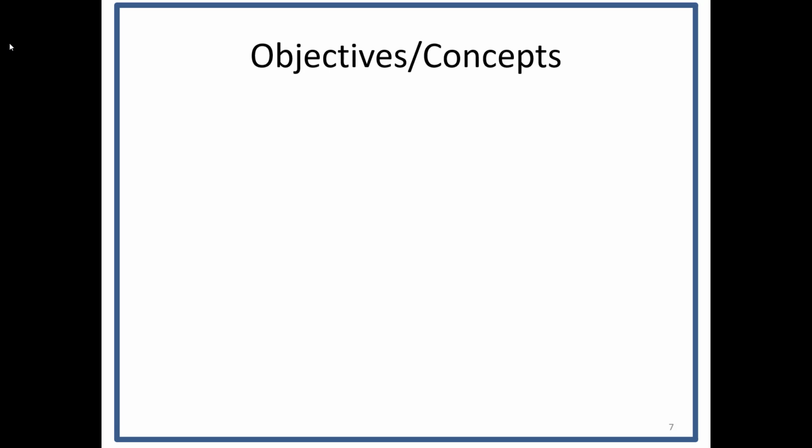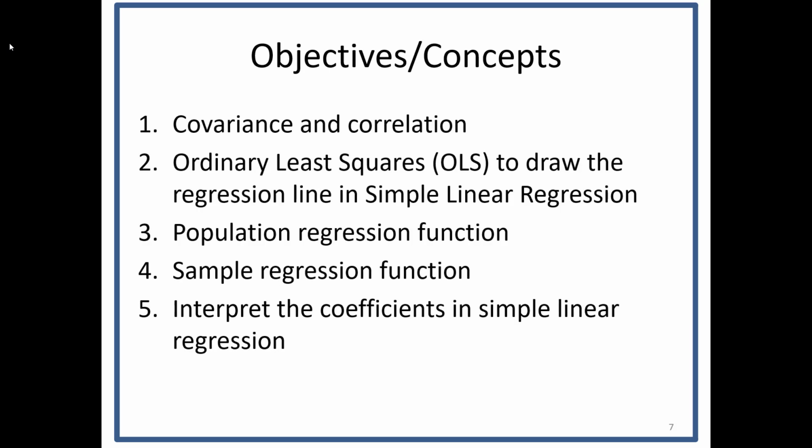The objectives and concepts of this video include covariance and correlation, ordinary least squares to draw the regression line in simple linear regression, the population regression function, the sample regression function, and we will interpret the coefficients in simple linear regression.